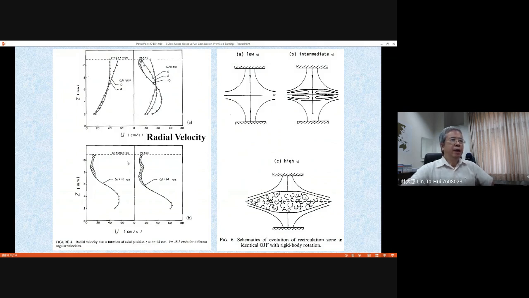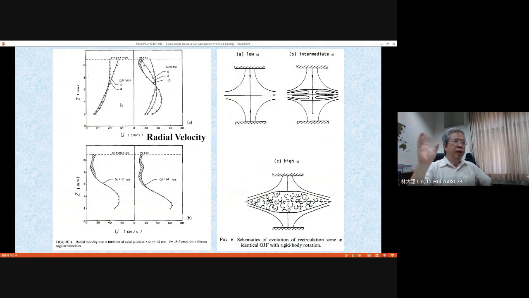Here I just want to tell you how the flow structure varies with the rotation speed, based on the description of the radial velocity profile. We start from here without flow rotation. That means the rotation speed is equal to 0. You can see here the radial velocity profile for a given position, I think at a radial distance equal to 14 millimeters. This is the radial velocity distribution for non-rotating flow.